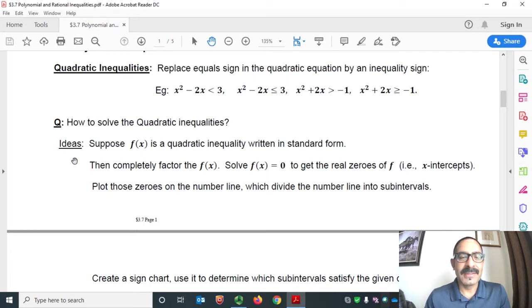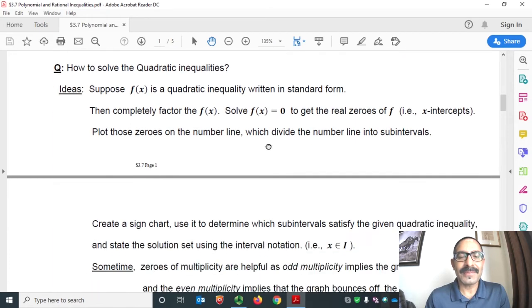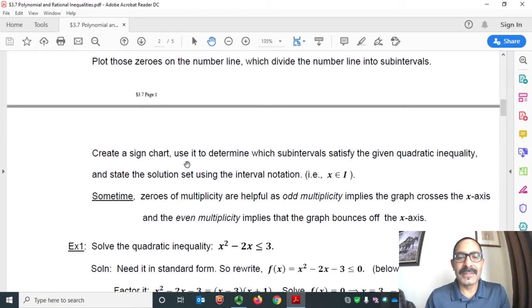So the idea: suppose f(x) is a quadratic written in standard form. Then completely factor f(x), solve f(x) equals 0 to get the real zeros of the quadratic function, and plot those zeros on the number line, which divides the number line into subintervals. Next, create a sign chart, use it to determine which subintervals satisfy the given quadratic inequality, and state the solution set using interval notation. That is, your solution set will be x belongs to the appropriate interval. I hope this idea makes sense to you all.